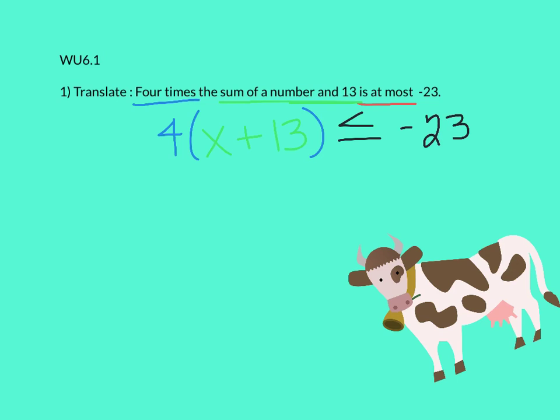So the next thing we'll look at is "sum of a number and 13," and we'll represent that as x plus 13. 4 times that, we just take our 4 and multiply that by the whole addition problem. Then from here we notice that "is at most" is the same thing as less than or equal to. This is the tricky part. And that is going to be less than or equal to negative 23 because it's at most that amount. So it cannot be over that amount. So that's what makes these tricky.